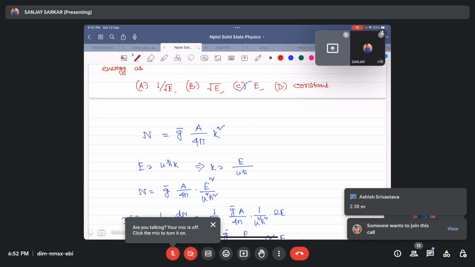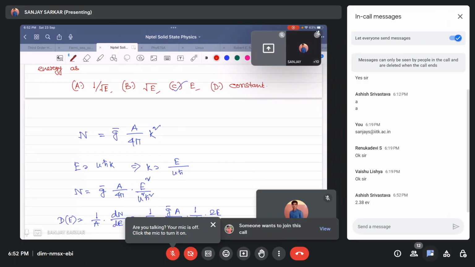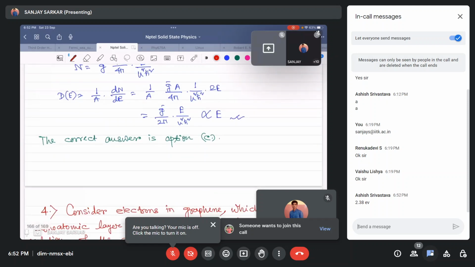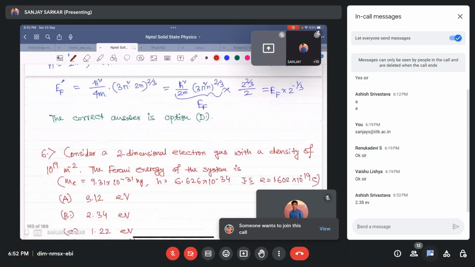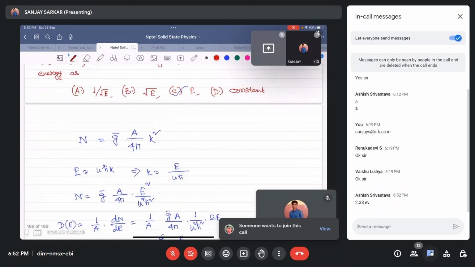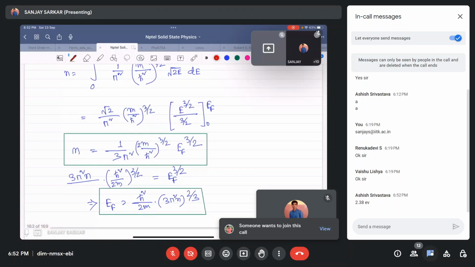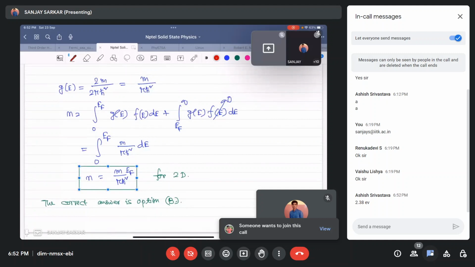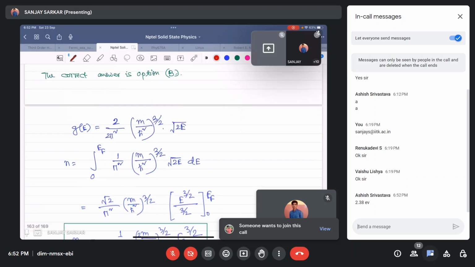So did you calculate it? 2.38 electron volt you are getting. So let me see, 2.34 is option B. Okay, so yeah, option B is correct. So the relation we'll use, which we have already calculated, is N equal to m EF by pi h bar square.